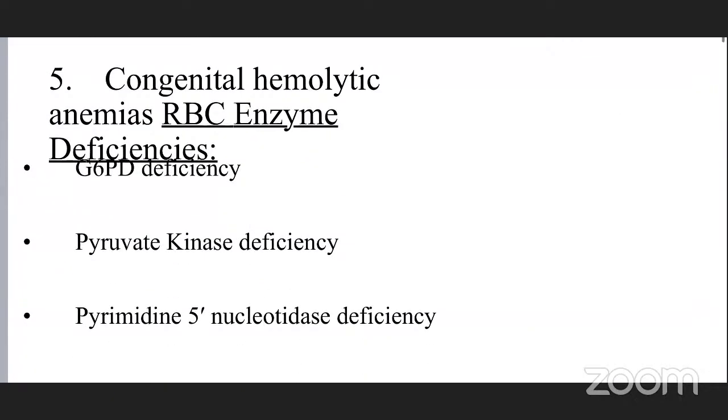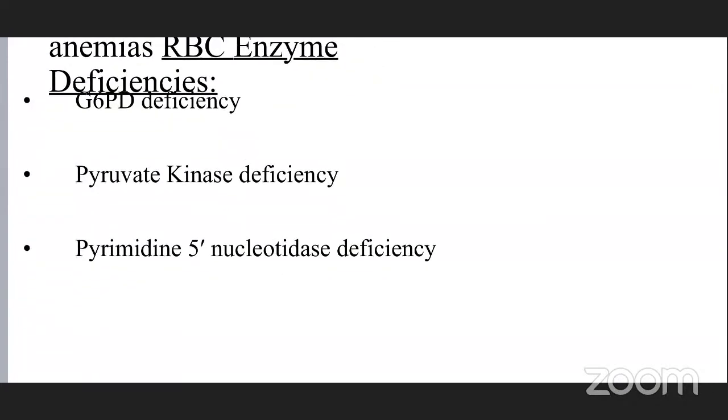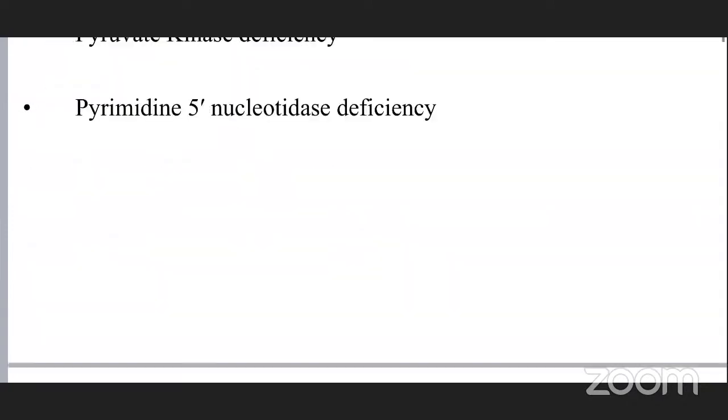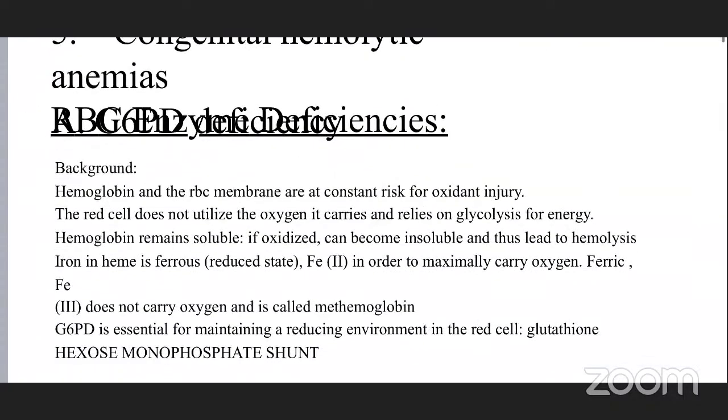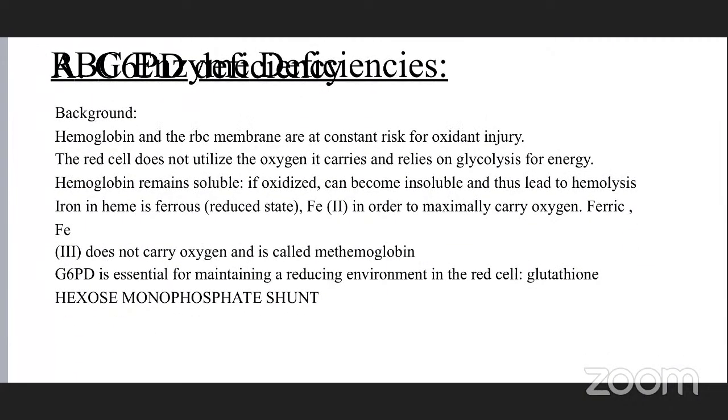Then we will go to congenital hemolytic anemia due to RBC enzyme deficiency, like G6PD and pyruvate kinase deficiency. G6PD deficiency is the most common, and we will talk about the background of RBC enzyme deficiency. Hemoglobin and the red cell membrane are at constant risk for oxidative injury. The red cell does not utilize the oxygen it carries and relies on glycolysis for energy. Hemoglobin remains soluble, but if oxidized it can become insoluble and thus lead to hemolysis. Iron in heme is ferrous, in the reduced state, in order to maximally carry oxygen.